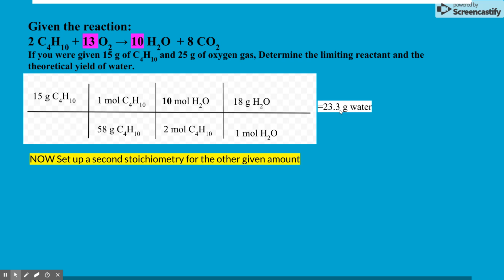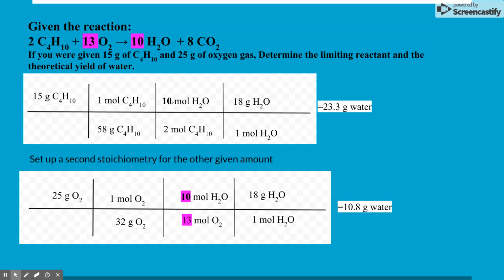Now, I would then go through the process of setting up a second stoichiometric analysis, starting with 25 grams of oxygen gas. So here would be the second setup. Okay, it's very similar, starting with 25 grams of oxygen, formula mass of oxygen, this time 10 moles of water for every 13 moles of oxygen gas, and I get to recycle and use my formula mass of water. This analysis gives 10.8 grams of water.